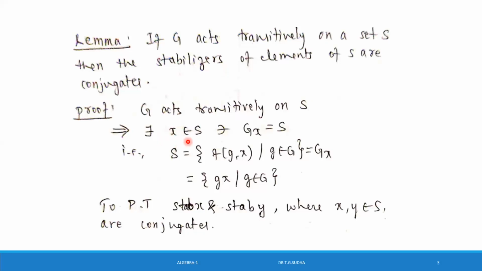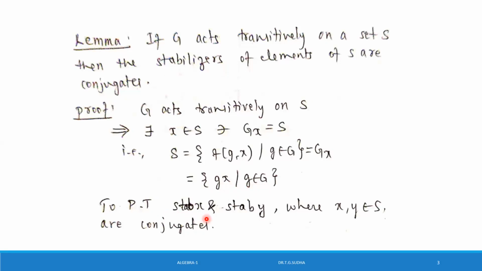There exists x belongs to S such that Gx is equal to S. Since the group action is transitive, for some x belonging to the set S, there is an orbit Gx which is equal to the set S. That is, S is equal to the set of all images under the function f from G cross S to S defined as f of g comma x as gx for all g belonging to G.